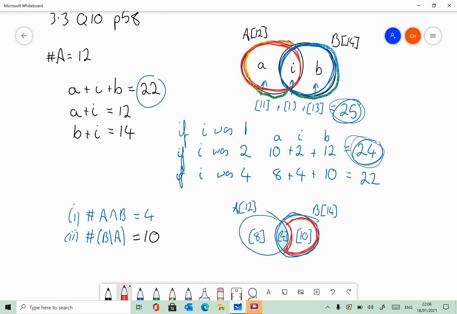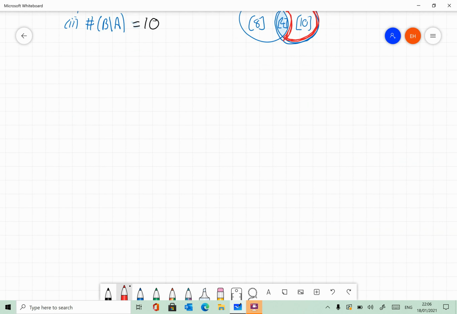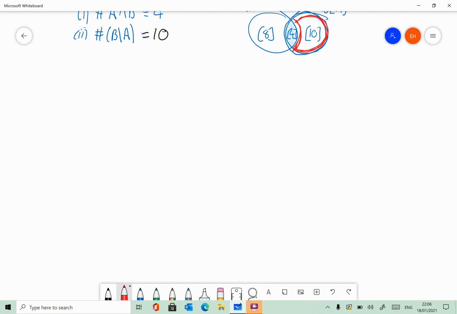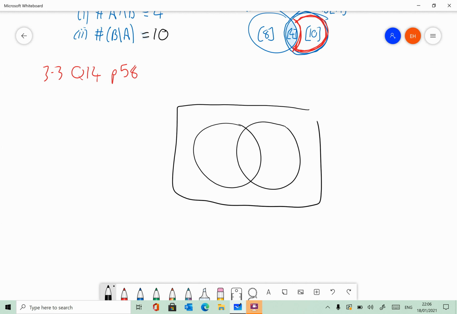Now I'm going to jump ahead to question 14. That should be the hardest question in here. So again, we're on 3.3, question 14, and we're on page 58. I go back to black pen. Copy the Venn diagram and fill in the number of elements in each region. So we have boom, boom, and a square. That's our universal set. That's our A and that's our B.